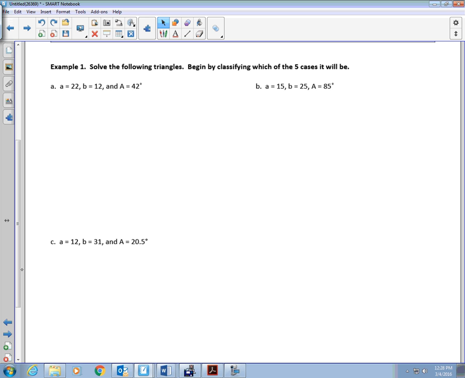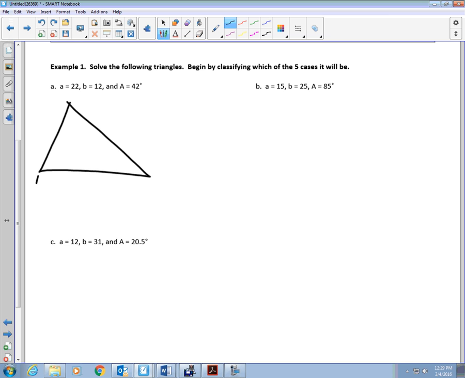Example 1, solve the following triangles by classifying which of the 5 cases it will be. I draw my triangle. A, B, C. A is 42 degrees, b is 12, and a is 22. We'll think about this two ways. We'll pick up where we just left off. What angle would I be solving for? B. Is it possible for B to be obtuse? No, because it's got to be less than 42.